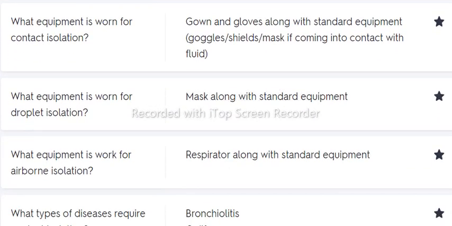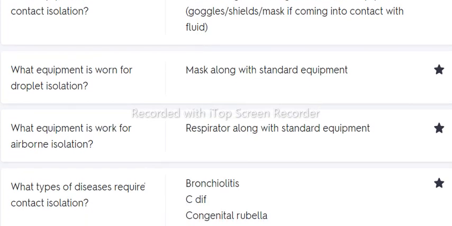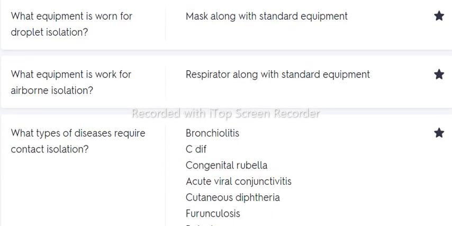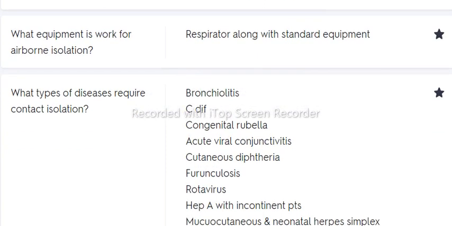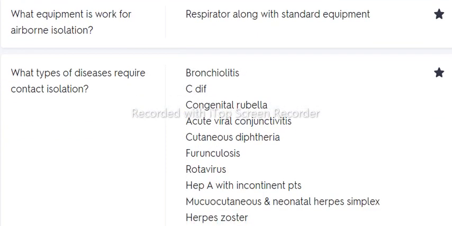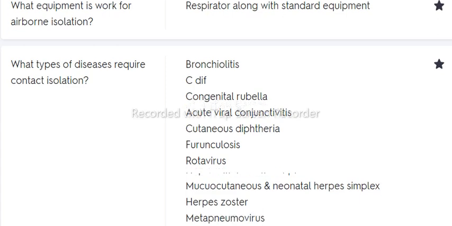What equipment is worn for contact isolation? Gown and gloves along with standard equipment. What equipment is worn for droplet isolation? Mask along with standard equipment. What equipment is worn for airborne isolation? Respirator along with standard equipment.